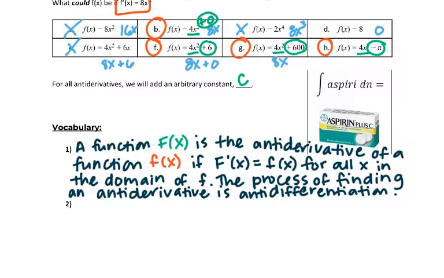For all x in the domain of f, the process of finding the antiderivative is antidifferentiation. So there's a couple words in here I want you to make a note of. The antiderivative of a function is like the noun, and the process of finding the antiderivative is referred to as antidifferentiation.